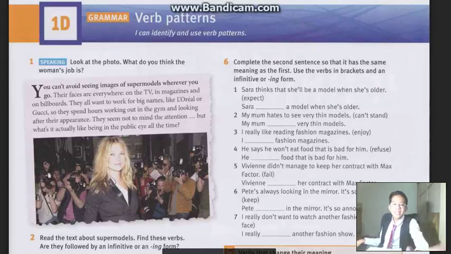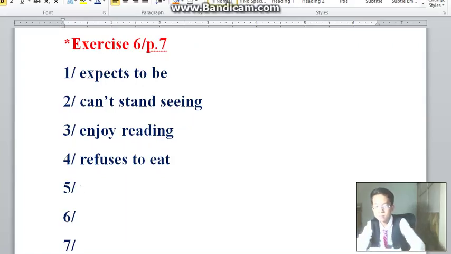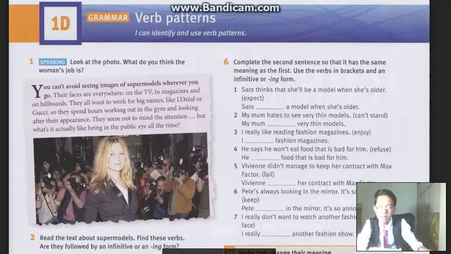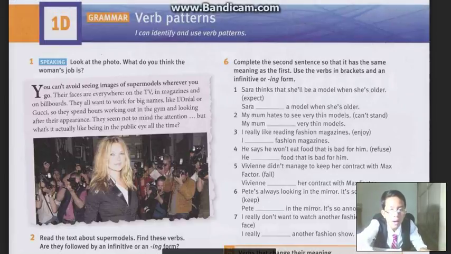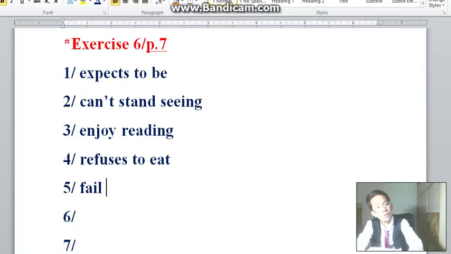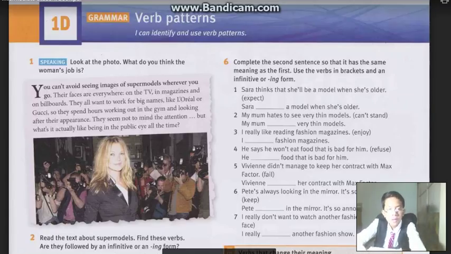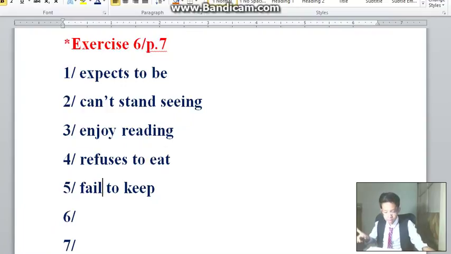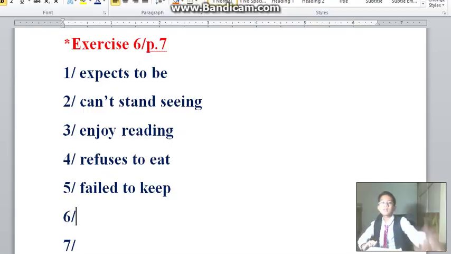Number five: Didn't manage to keep her contact with Max Factor. They gave us the word fail. Fail plus infinitive. Let's find the verb: keep her contact. The verb is keep, but as an infinitive, it is to keep. But please be careful. Didn't manage is in the past, so we have to put this sentence in the past also. So, failed with ed, because you know the reason why.